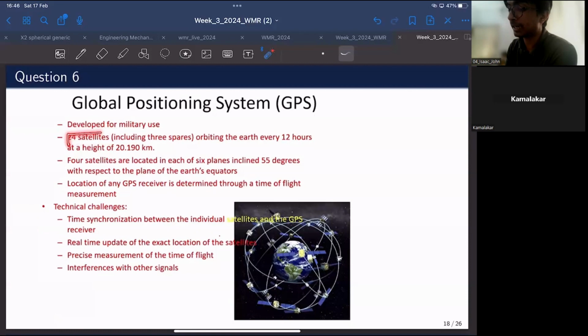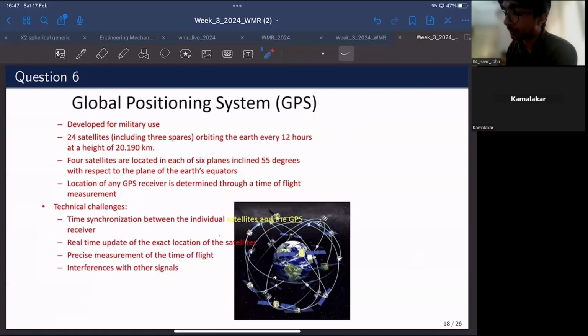So it consists of 24 satellites, and it also has 3 spares. So if one of the satellites goes out of operation, the spares can come and take its position. It orbits Earth every 12 hours at a height of 20.19 kilometers. There are 4 satellites located in each of the 6 planes inclined at 55 degrees with respect to Earth's equator. The location of a GPS receiver is determined through time of flight measurement, the time for a signal to reach the receiver at the user end from a satellite transmitter.